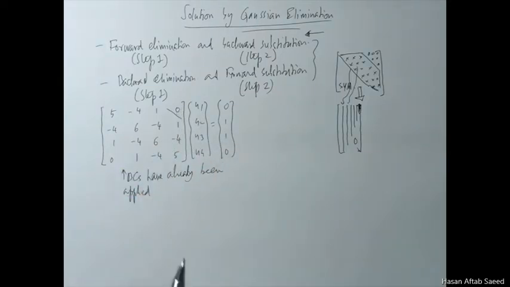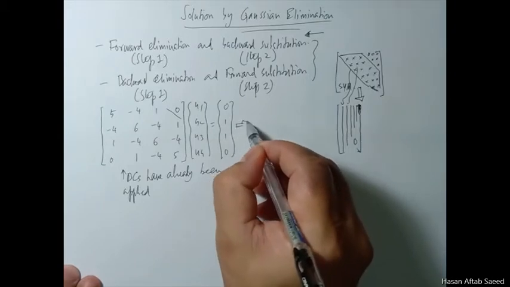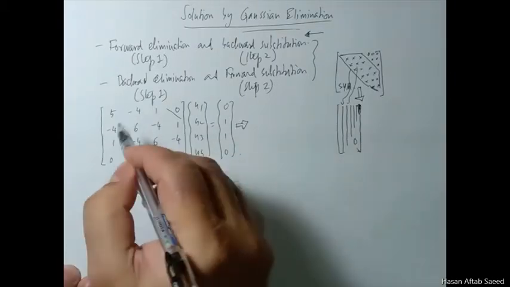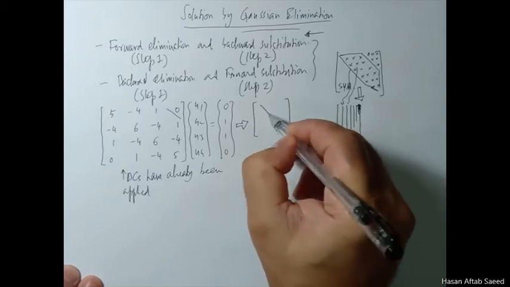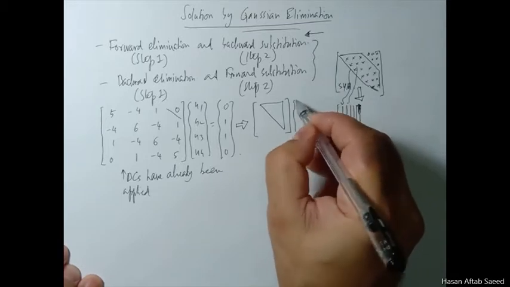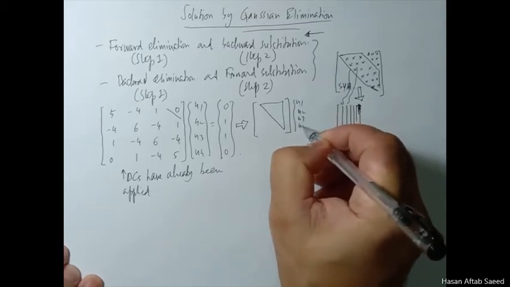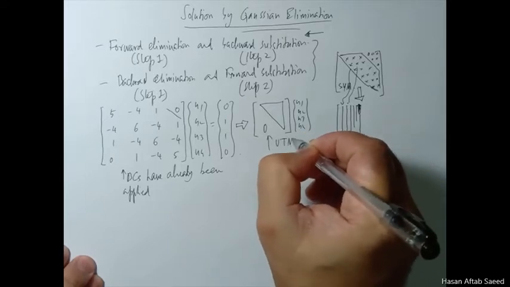So they have been applied. So this system, although it's a square system, square K matrix, symmetric, banded, but now it's not singular, so it can be inverted. So now our goal is to convert this system into a system where you have the K matrix converted to an upper triangular matrix.